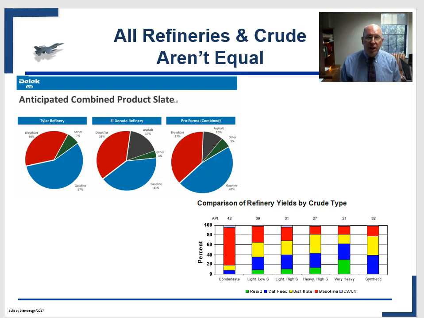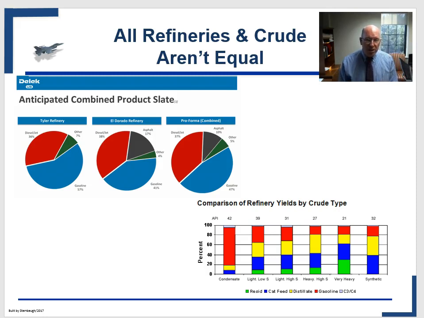It's important to understand that not all refineries and not all crude are treated equally. In terms of the refineries, you can see on the upper left-hand side, we have two different refineries, one in Tyler, Texas, one in El Dorado, Arkansas, I'm sorry. And you can see that the one in Tyler produces much more gasoline, its product slate has a higher percentage of gasoline than does the one in El Dorado. You can also see that the one in El Dorado has an output of asphalt.